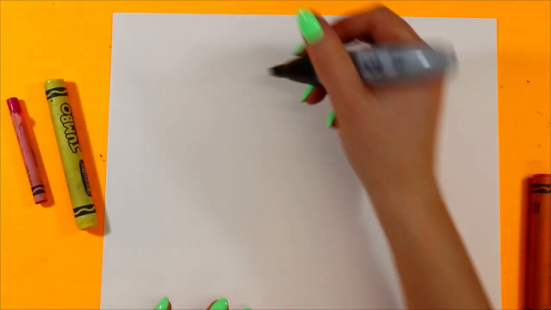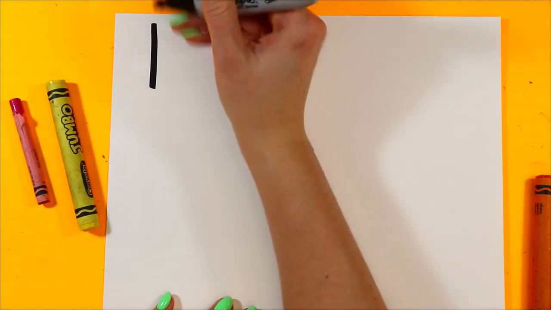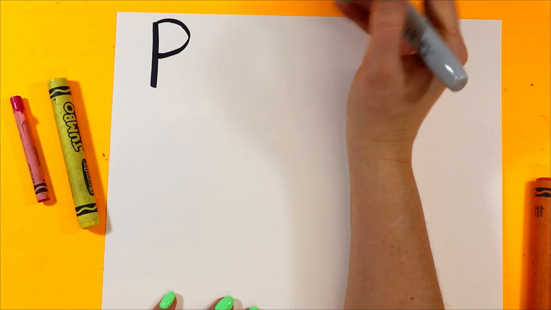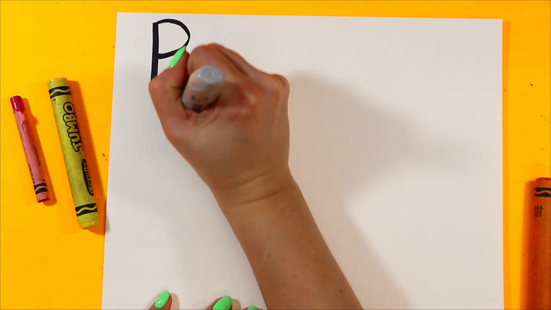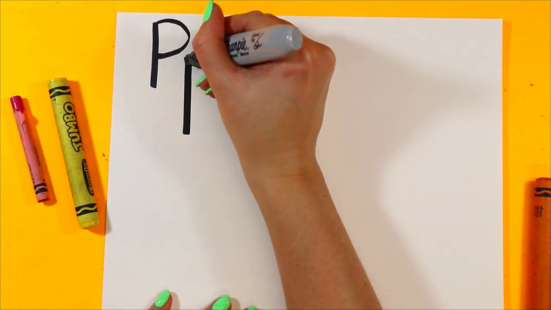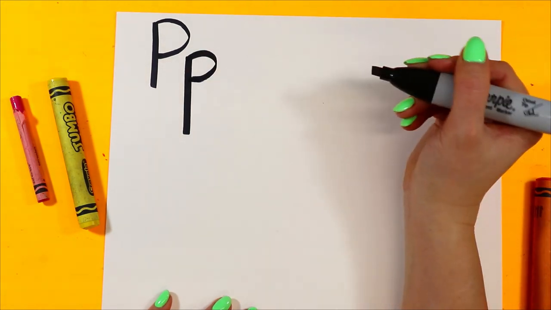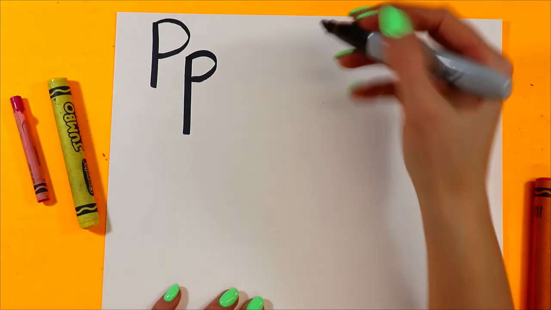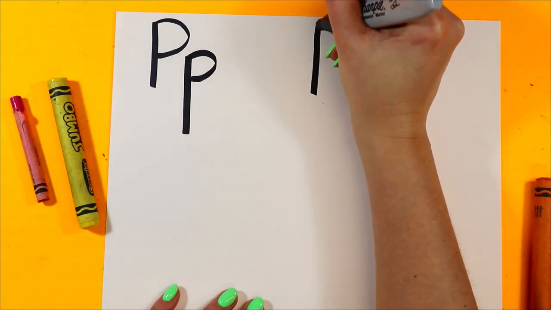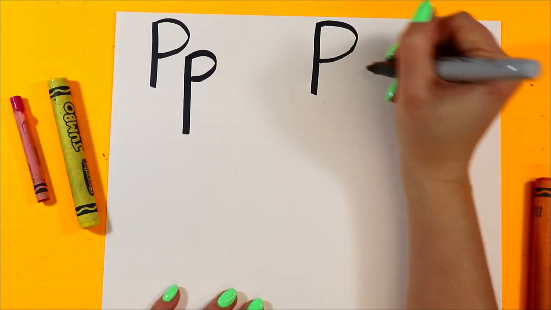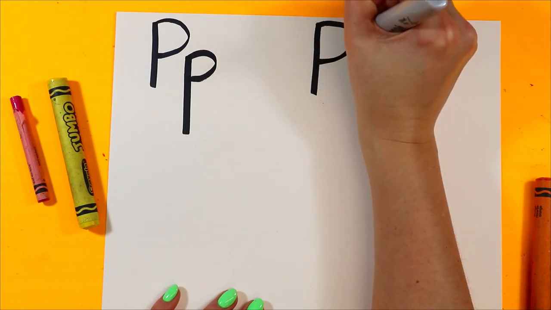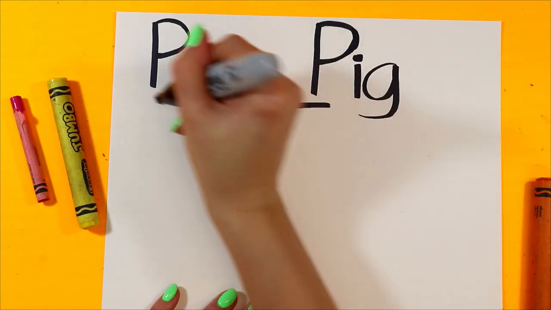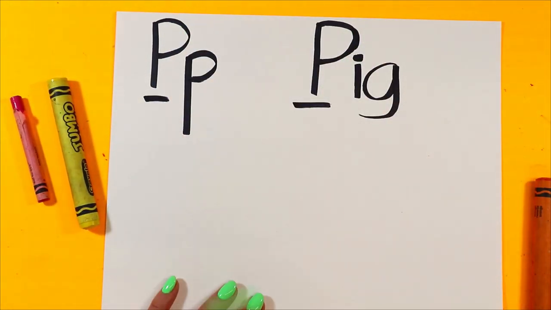Let's draw a pig and pig begins with the letter P. Let's draw a letter P, so we'll draw a line down. And a curve for uppercase. For lowercase, line down, halfway down, and a curve line. I'll draw a capital letter P for the word pig, P, I, G, pig. Pig starts with the letter P.